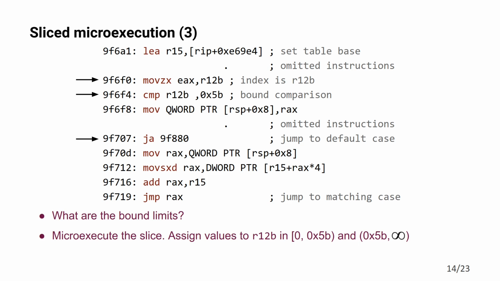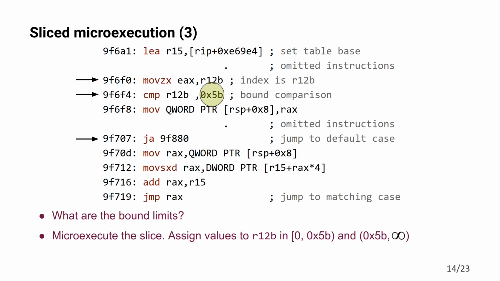So far, we have identified the index of the table and the bound condition. The bound constant in our example is 5b. Now, we turn to microexecution to check that this sequence of instructions represents a jump table. To do this, we execute the slice while assigning different values to the index in the register R12B. We also check the behavior of the slice along the way.